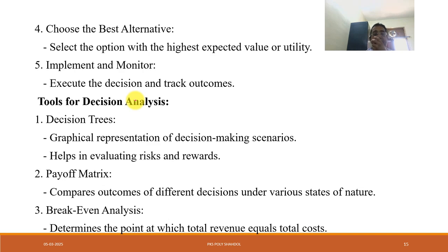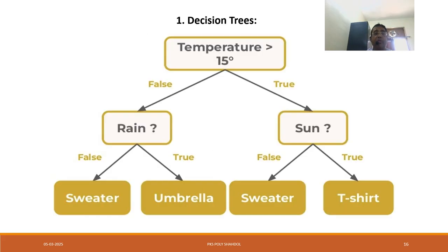Tools for decision analysis. What are the tools for decision analysis? Decision analysis incorporates tools like decision tree, payoff matrix and break-even analysis. A decision tree is a graphical representation of a decision-making scenario that helps in evaluating risk and reward. A payoff matrix compares outcomes of different decisions under various states of nature. Break-even analysis is also a graphical representation that determines the point at which total revenue equals total cost, somewhat mathematical and graphical also.